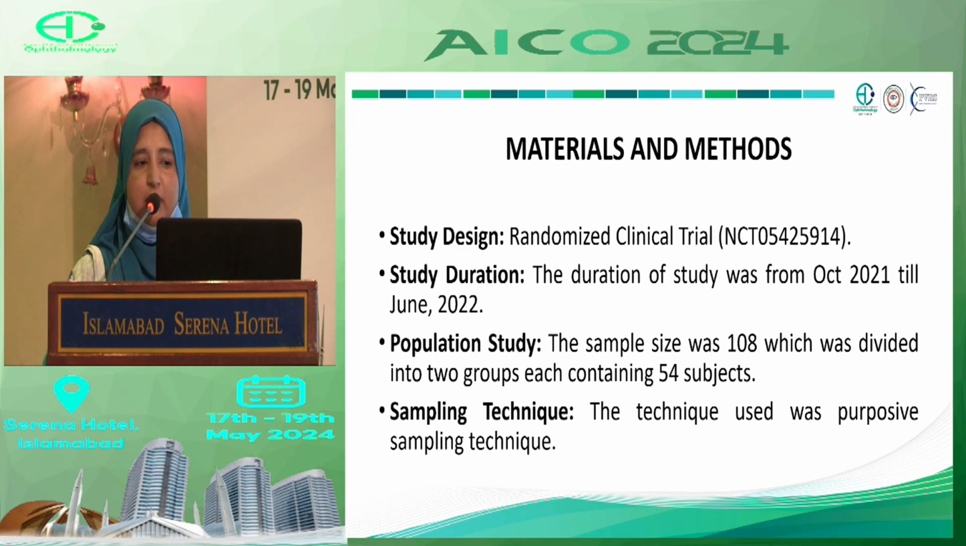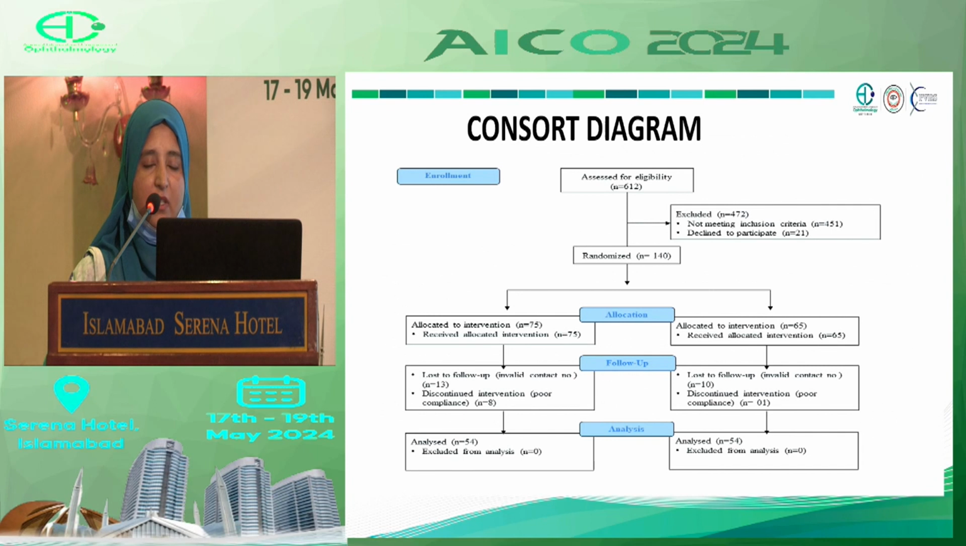Here are the materials and method. This study was a randomized control trial, and this is the registration number because it was registered before. The study duration was from October 2021 to June 2022. Study population: the sample size was 108 patients, which was divided into 2 groups containing 54 subjects each. Sampling technique: the purposive random sampling technique was used. Here is the CONSORT diagram.